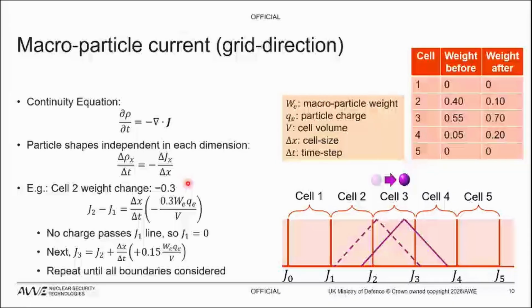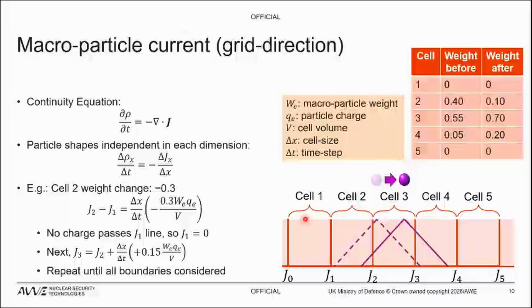And this allows us to rewrite this of the form, in this case, J2 minus J1, our X gradient, is equal to delta X divided by delta T minus this term here, which is the change in the charge density. This is for this particular example, where we start with this dashed weight distribution, which has weights in cells of these values, and then we go to a second weight distribution, which has weights in cells of these values. Cell 2 has a change of 0.3, which is where this 0.3 is coming from, times the weight, times the particle charge, divided by the cell volume.